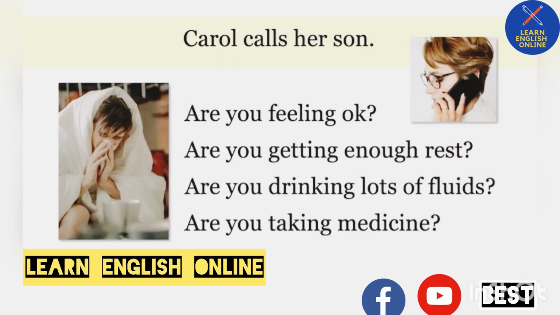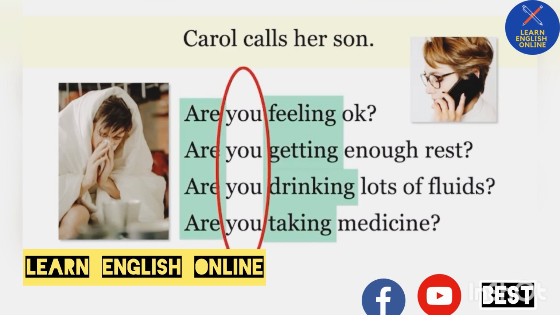Here's some more examples. Carol calls her son. She has a lot of questions. Are you feeling okay? Are you getting enough rest? Are you drinking lots of fluids? Are you taking medicine? Look at all of these questions. They all have the be verb and a verb with ing, and the subject is in the middle. Let's look at some more examples.